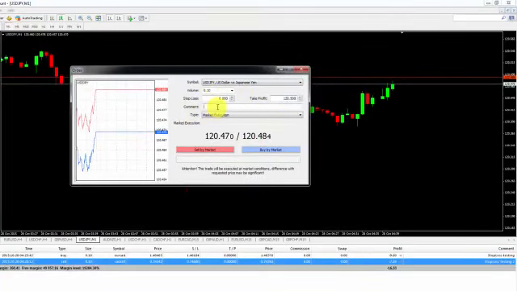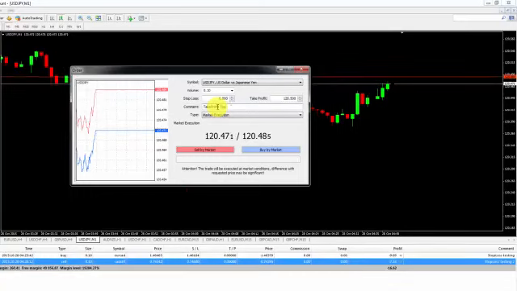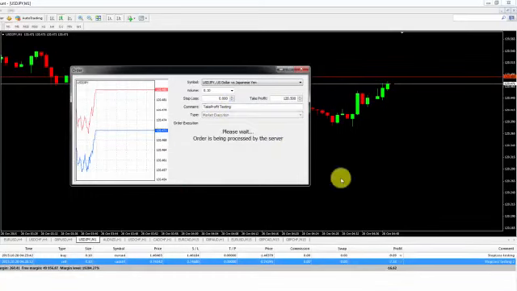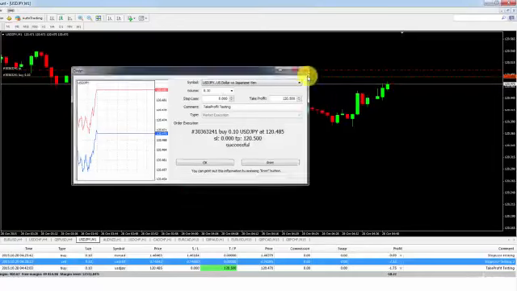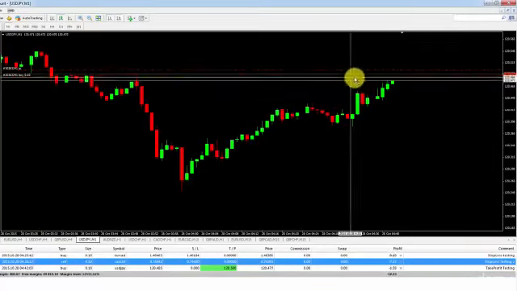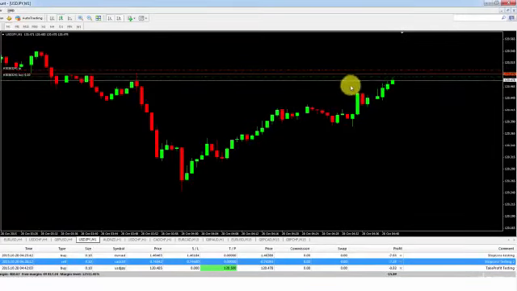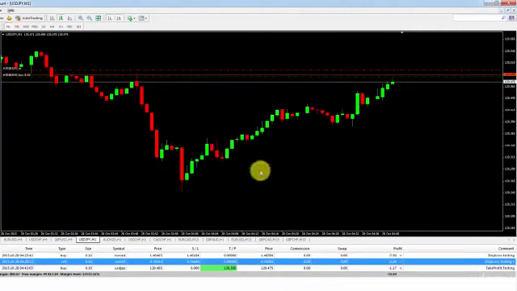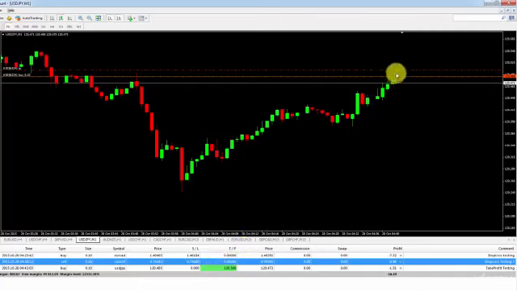120.500. Take profit. Comment: take profit testing. And we're going to buy by market. There you go. So what do we see here? You can see the green line. That's where the order was set. Now look down here. You can see that the take profit is green. That's because the price.